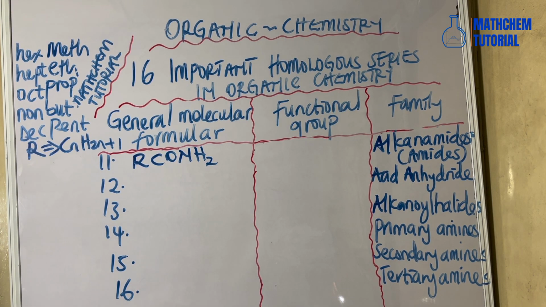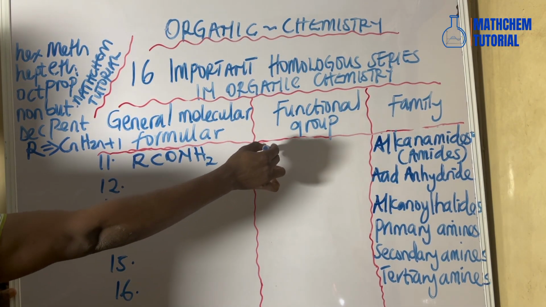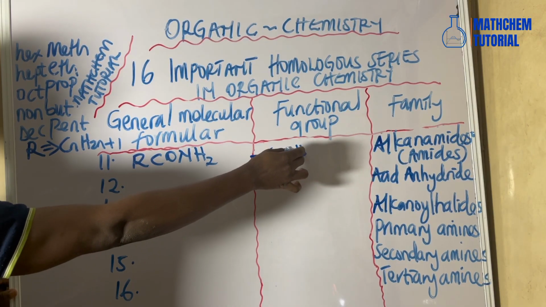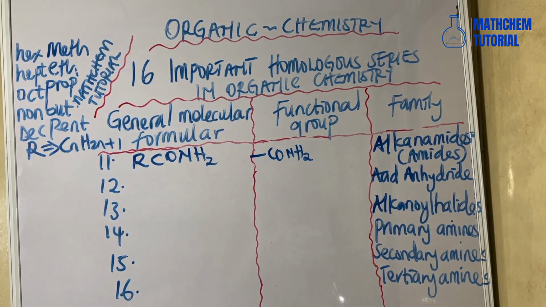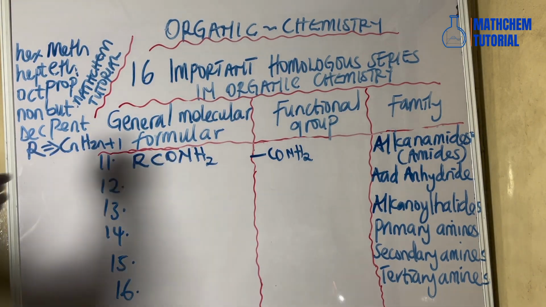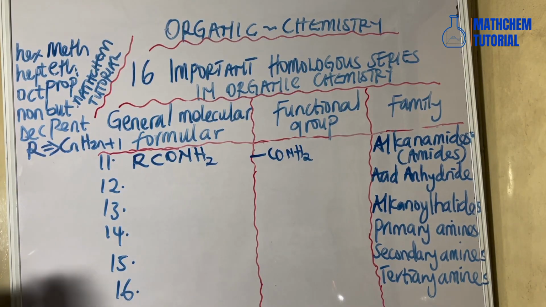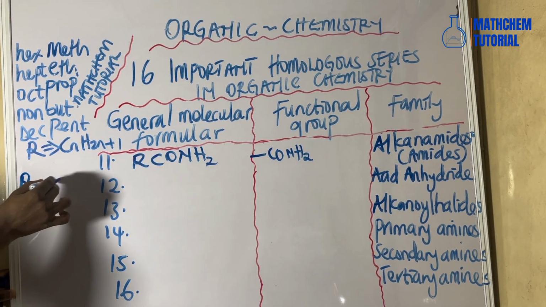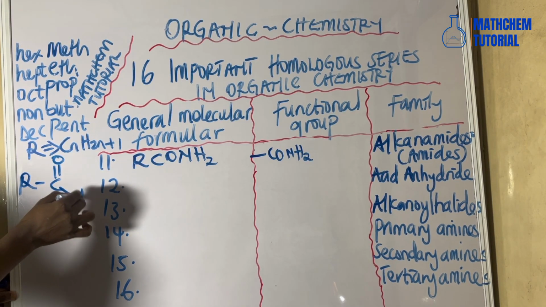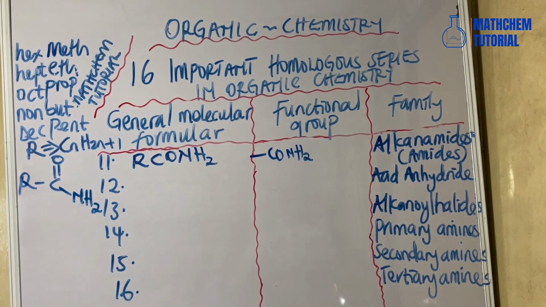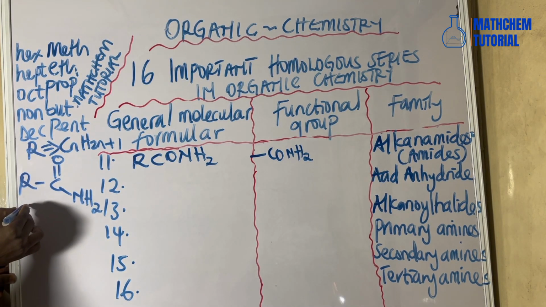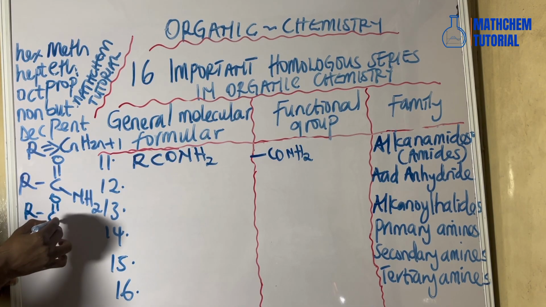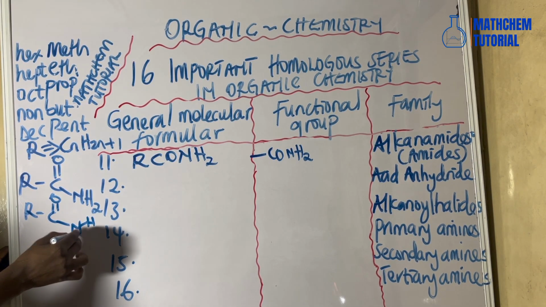RCONH2, where the functional group is CONH2. So how will the structure look? Let me show you here. Please focus on this place. The structure looks like this: R-C double bond O, bonded with NH2. Now look at this nitrogen. Nitrogen can bond with 3 different things. So if I draw this properly, that's R-C double bond O bonded with N, and N bonded with H and H.